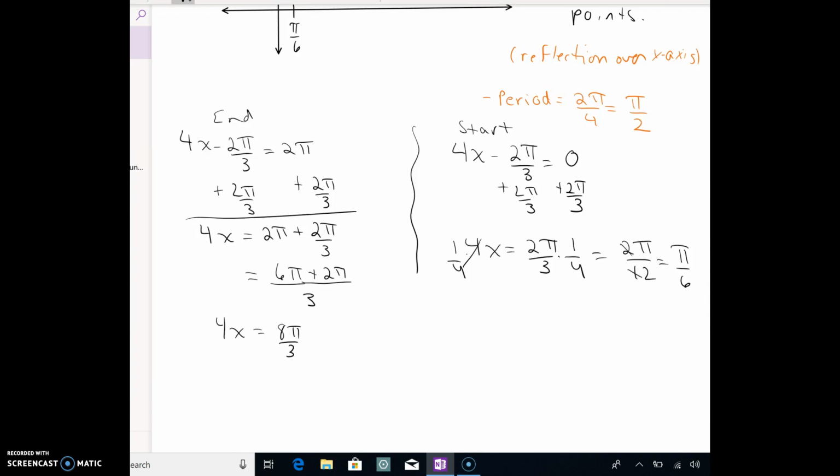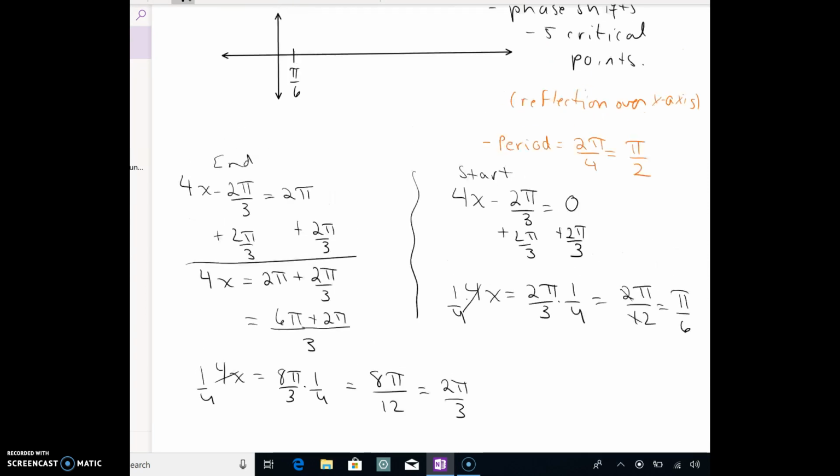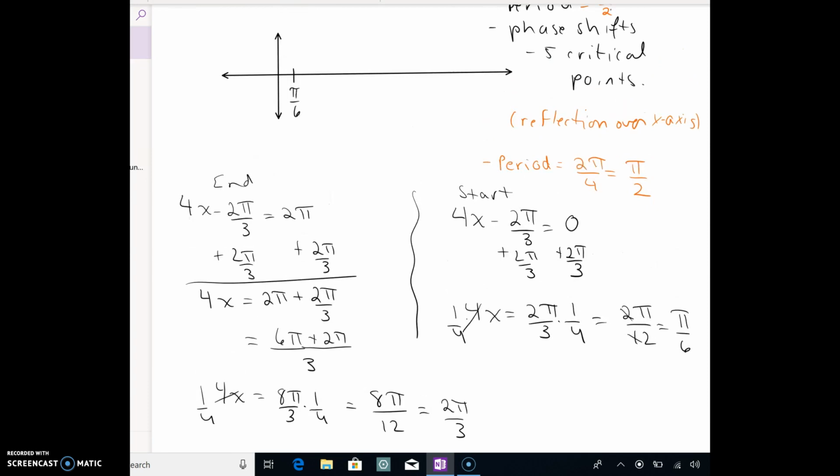And same thing, we can do what we did before. We can multiply both sides of the equation by 1/4 or divide both sides by 4 to clear it out. And this is telling us that we have an ending point at 8 pi over 12. Pull out the factor of 4 from both of those, so this will give us 2 pi over 3. So we start at pi over 6, and we end at 2 pi over 3.